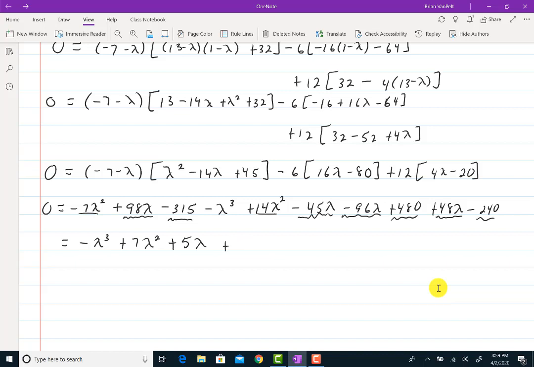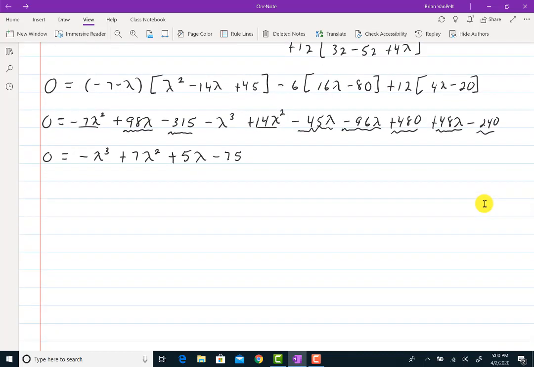Let me go ahead and do that again. So I'll start again. Negative 315 plus 480 is 165. Minus 240 is negative 75. So this is actually negative 75. So this is equal to 0. How do you solve a cubic equation like this to the third power? We have no formula for it. So what I do, I want to show you this while we're here, so you can see what kind of resources are available to you.